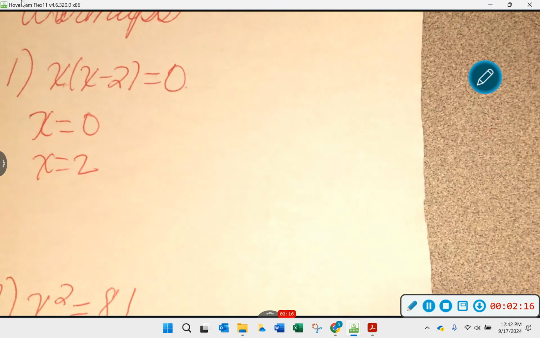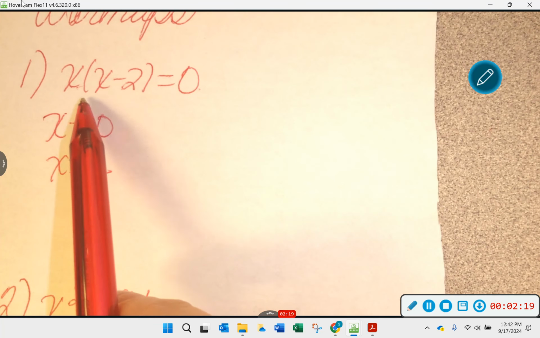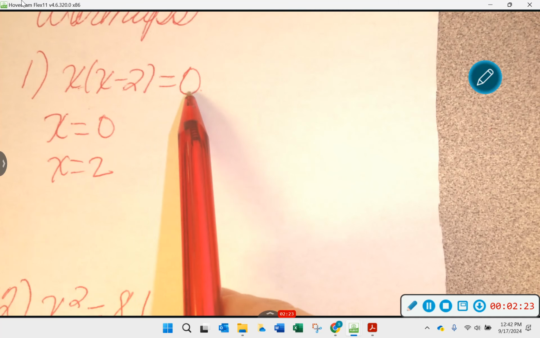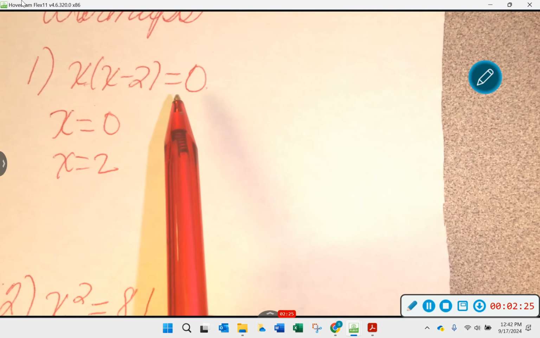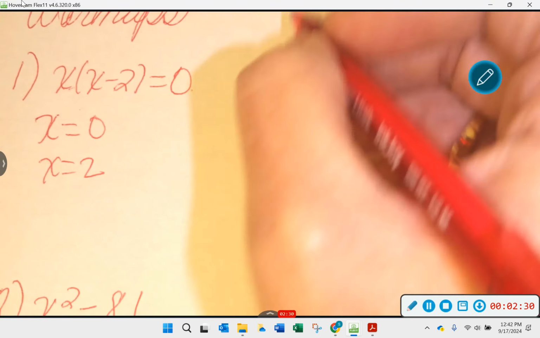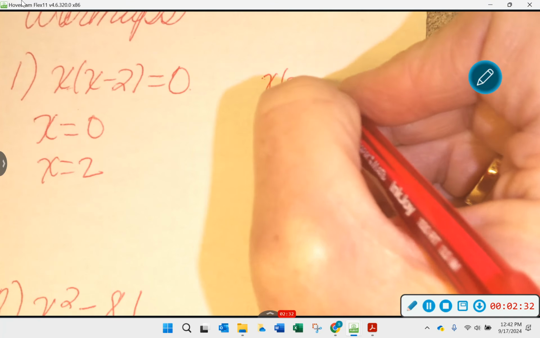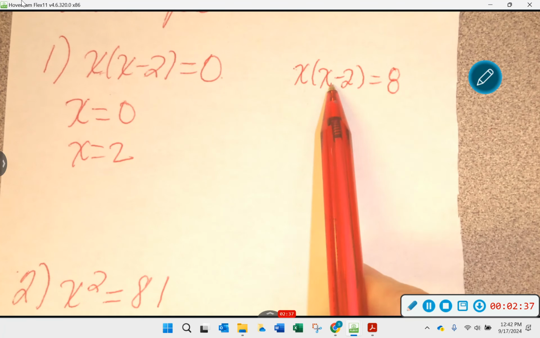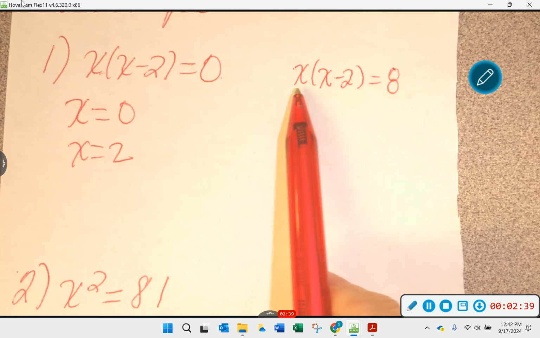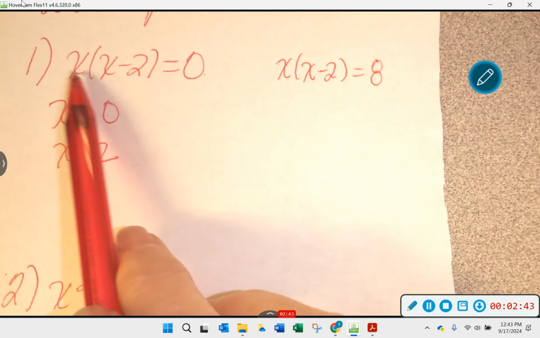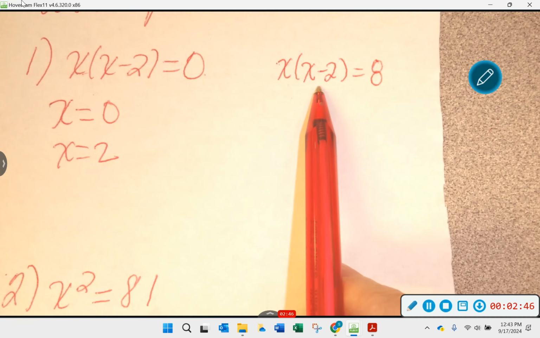Okay. Now, here's the thing, guys. We can only do that method of setting each factor equal to 0 when it's set equal to 0. If it's equal to any other number, that's not going to work. So let's say we say x times x minus 2 equals 8. You cannot just say, well, x has to be 8 or x minus 2 has to be 8 like we could back here. Does anybody know how you'd have to approach this problem?